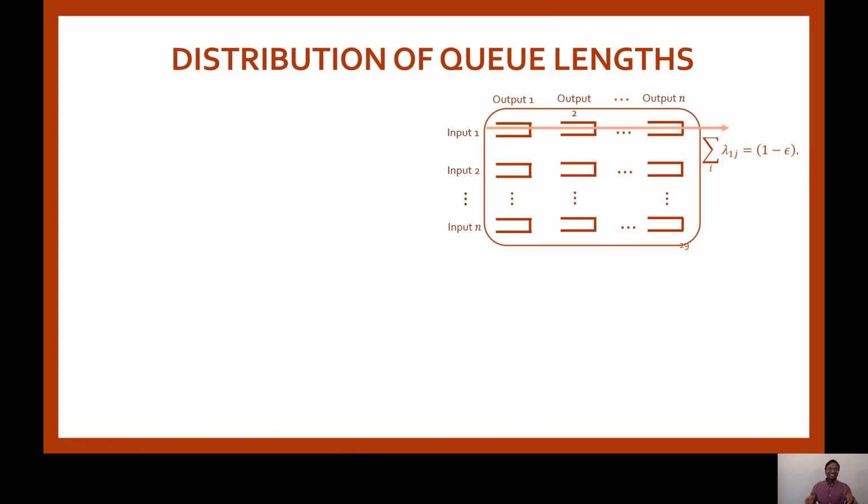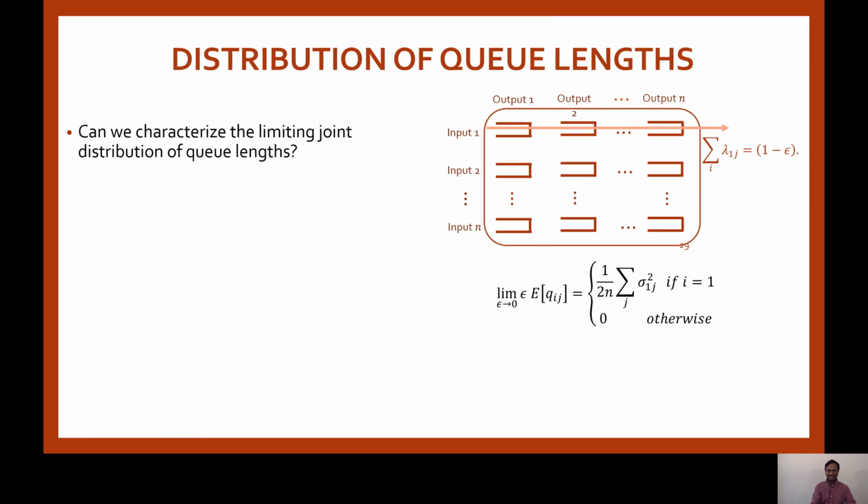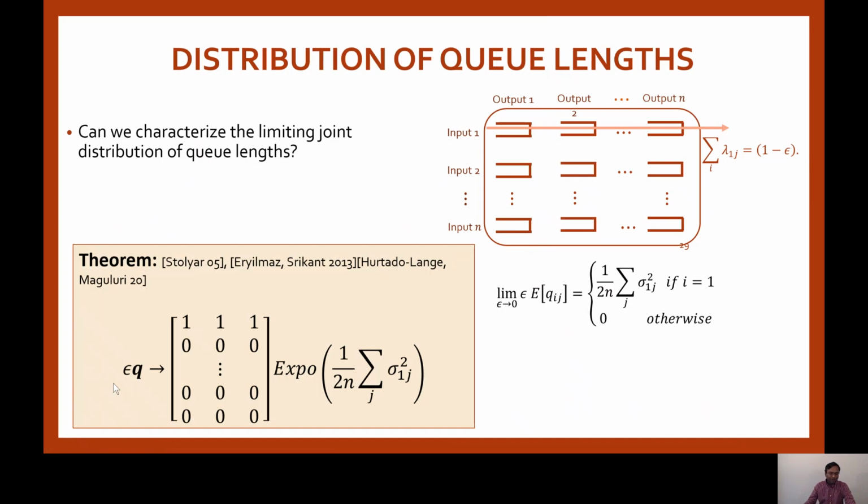Now I know in the multidimensional setting, I did not even know about the individual queue lengths. So distribution is kind of out of scope at this point. But here I know all the individual mean queue lengths. And I know that they're all equal in the first row and zero otherwise. So I can ask what is the limiting joint distribution of the queue lengths. And we know that epsilon q is proportional to this vector. It lies along the line spanned by this vector.